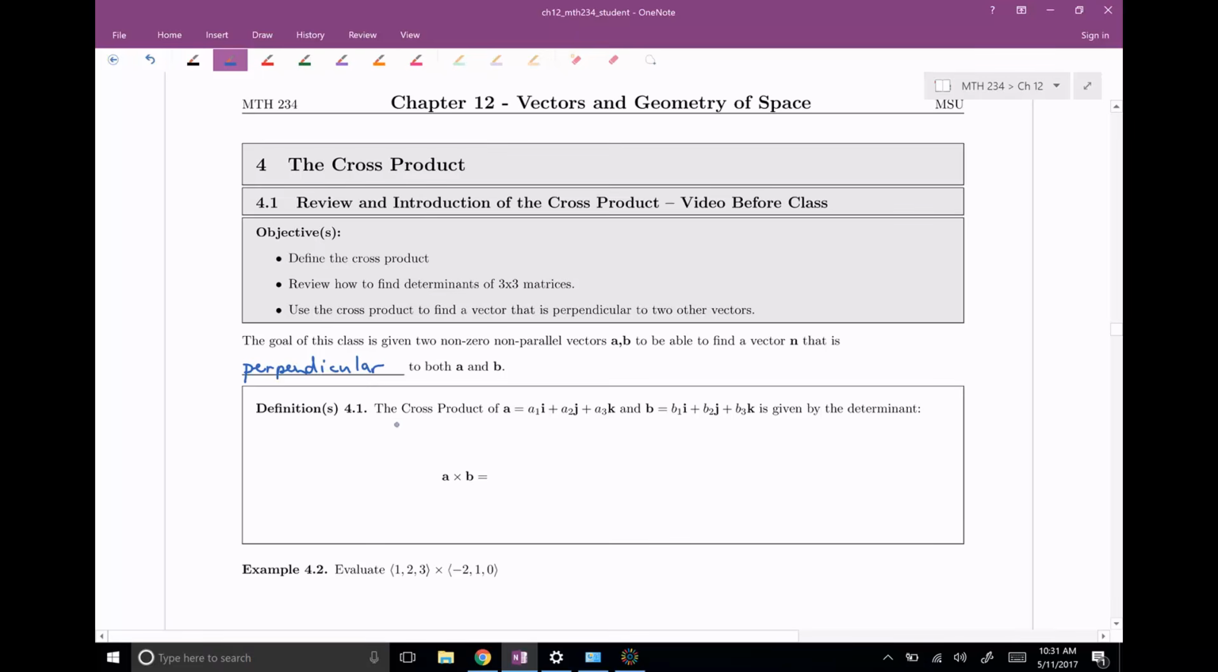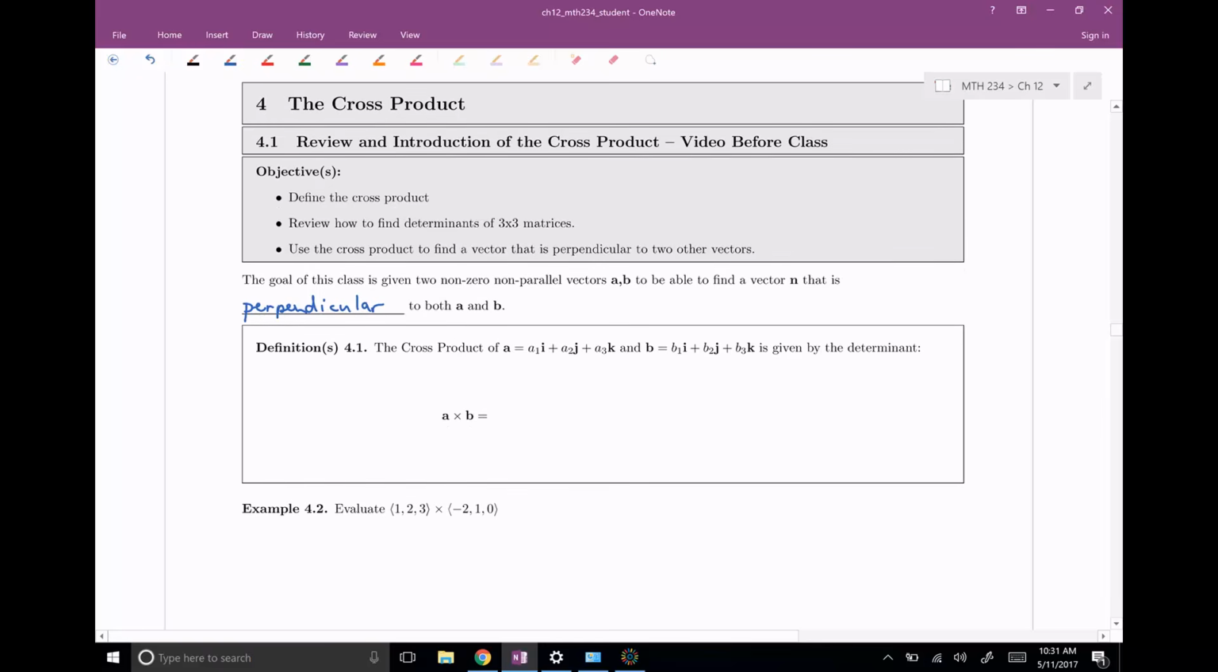So let's go ahead and define this thing, and then it will make more sense in a second, especially as we look at this example. So, the cross product. We have two vectors, A, with components A1, A2, A3, and B with components B1, B2, B3. Then we can define the cross product as given by the determinant of this 3 by 3 matrix. In the first row, we have the standard unit vectors, I, J, and K. So these are vector I, vector J, vector K.